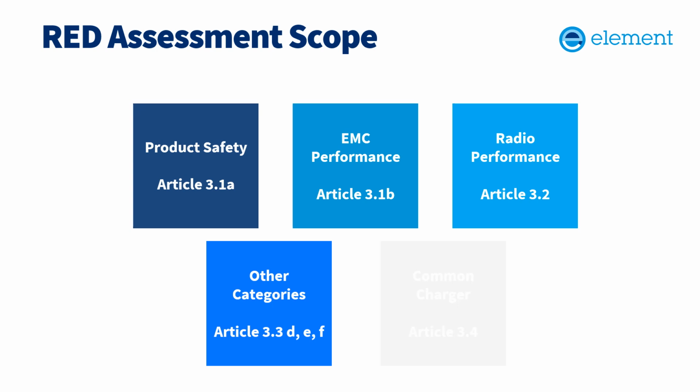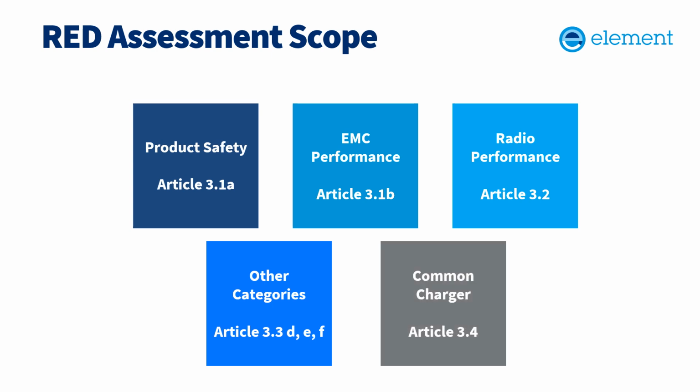on the transitional arrangements. Last one in terms of requirements is the common charger, that's Article 3.4, and that applies to cell phones where we have standardized on, for example, USB-C charger, and it's a piece of environmental legislation aimed at minimizing overproduction of multiple phone chargers and associated cables.